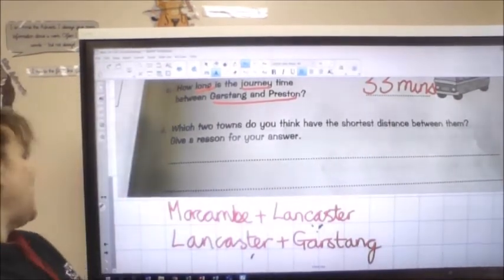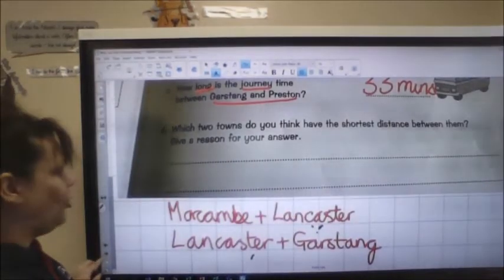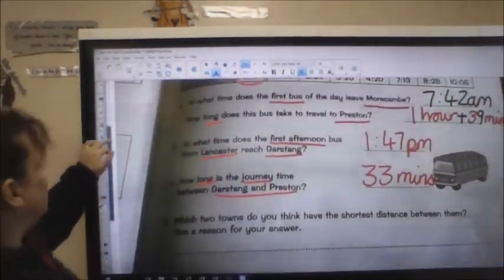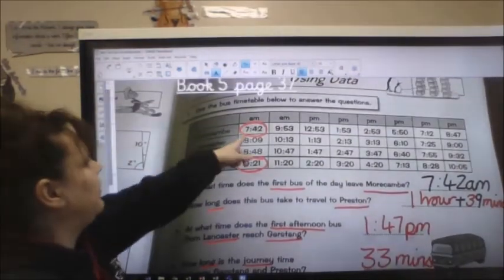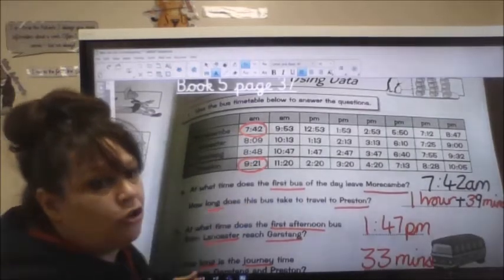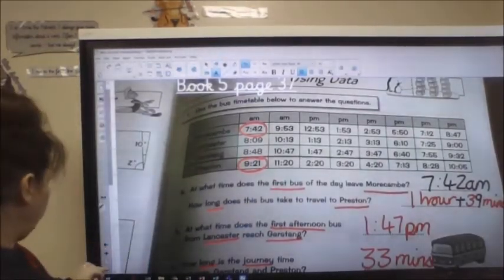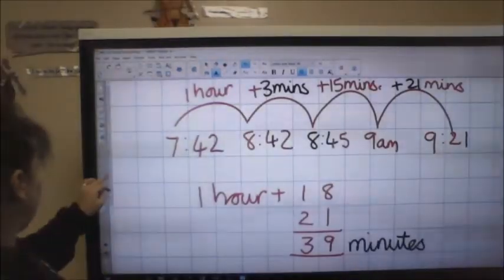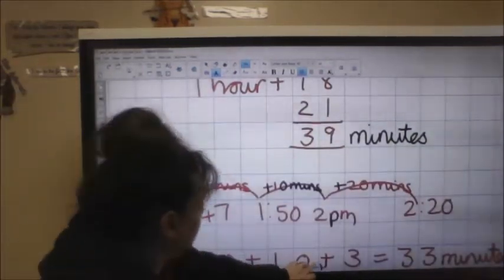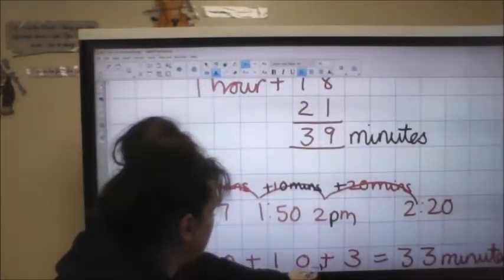Okay, year 6, how did you get on? So let's have a little look. So Morecambe and Lancaster. If I use my 7:42 and 8:09, it doesn't matter because they're the same journey length, but I'm going to use those two. So I'm going to squeeze over here. So 7:42 to 8:09. I'll extend my page again.